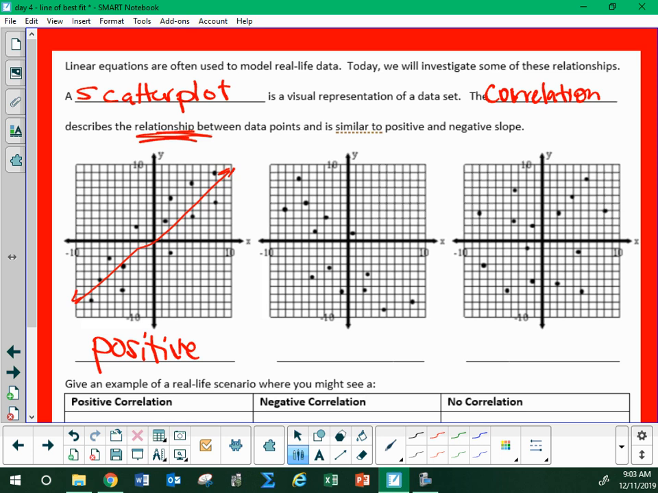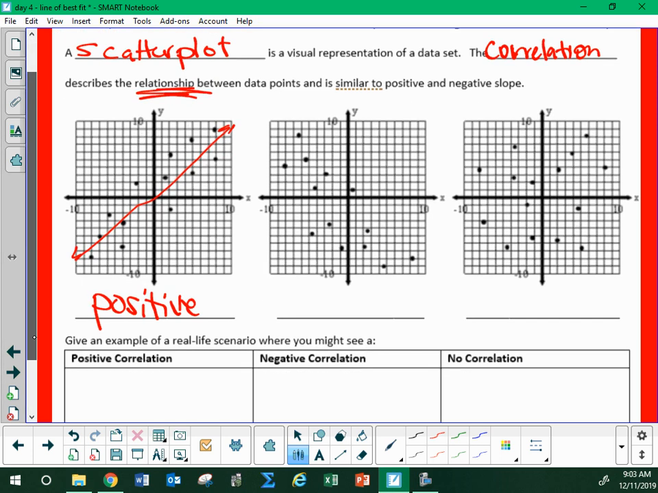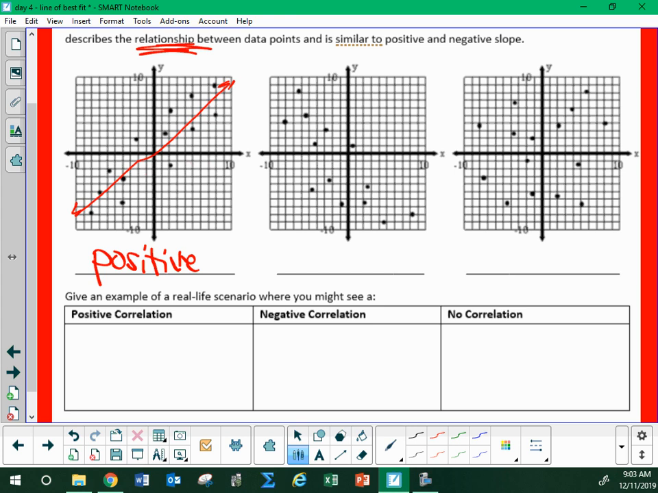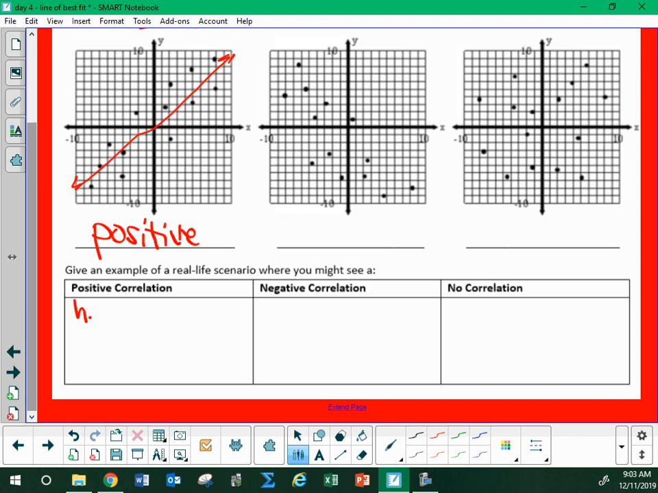Does anyone want to share one of their examples of a positive correlation? Angela? Your height over time. Good. Is it right if I say height versus age, maybe? The height versus age. So the older you get, the more you grow. Obviously, to a certain extent, it might level off, but at least in those childhood years, as you get older, the more you grow. Good.